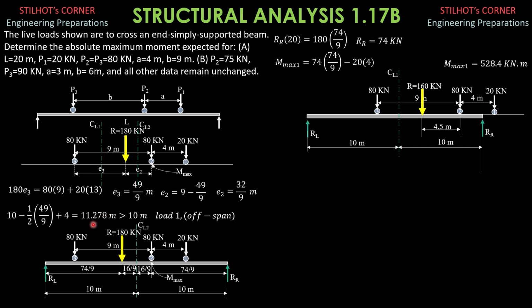By the way, 11.278 meters is greater than 10, so load 1 will be off span for that case when the maximum moment occurs under load 3. So therefore, this is half of 4.5, 2.5 meters each.